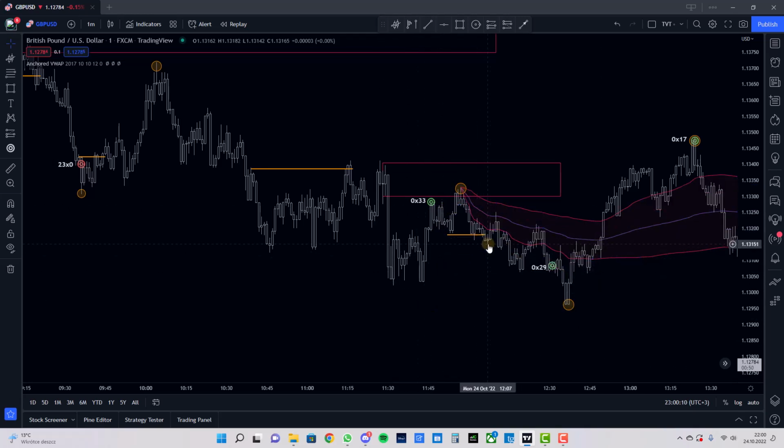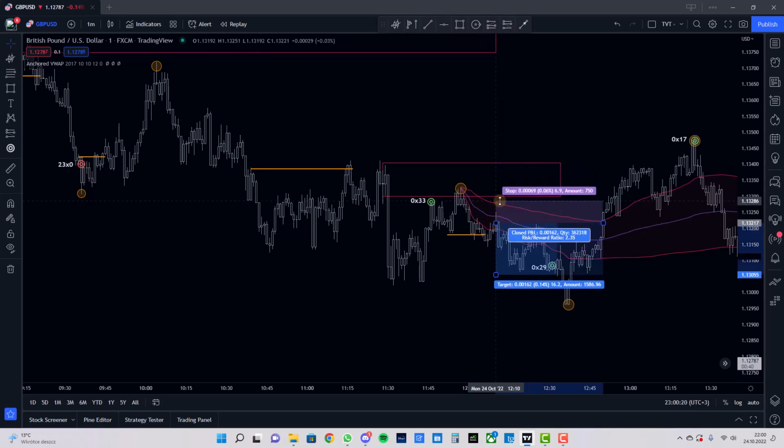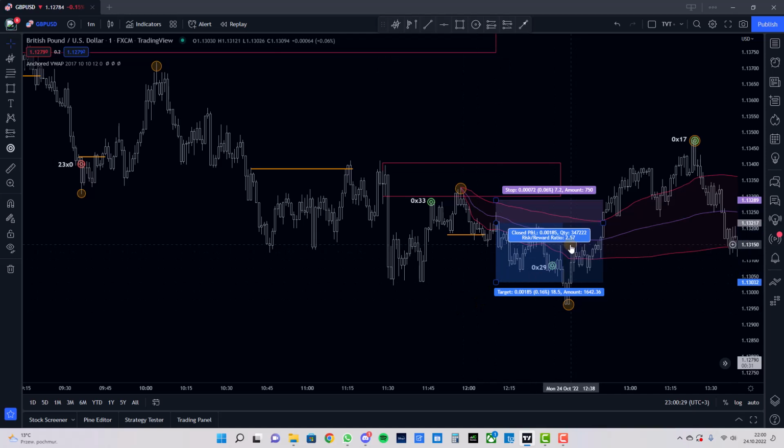So price broke the structure, coming back. Beautiful. Yes, reaction with the VWAP. What was possible? Stop loss above the VWAP, in this case 7 pips, to these equal lows. What was possible? 2.5 R.